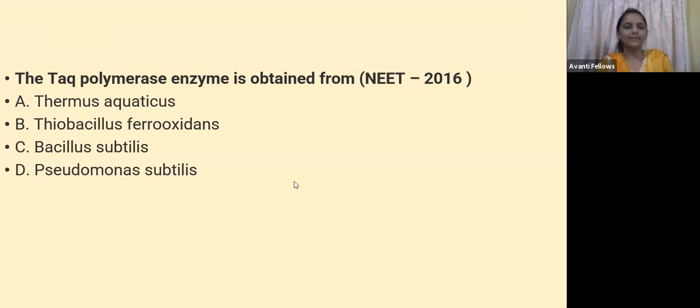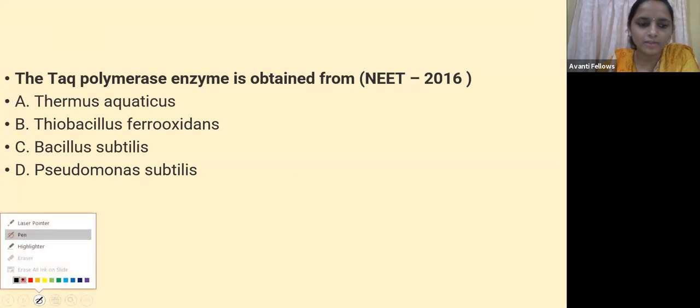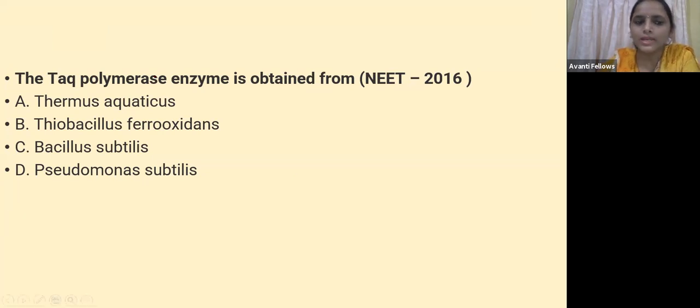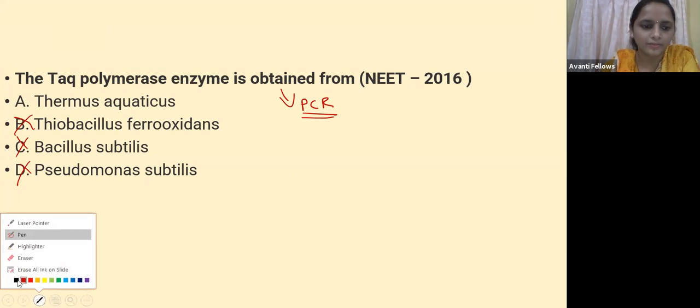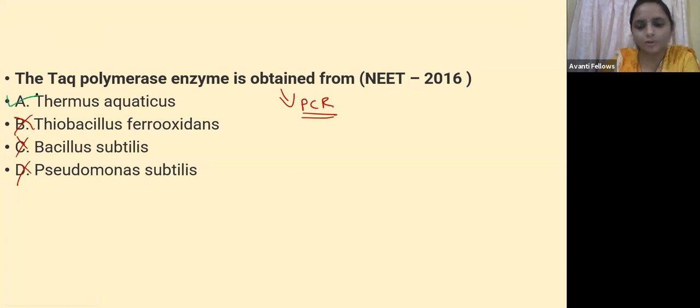Okay, guys. The correct option is Thermus aquaticus, right? Taq polymerase is used in the polymerase chain reaction, PCR, right? That is from Thermus aquaticus. So A is the correct option.